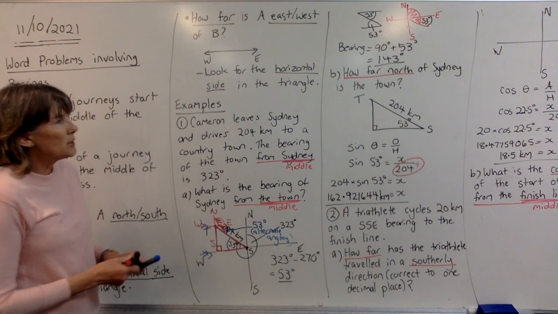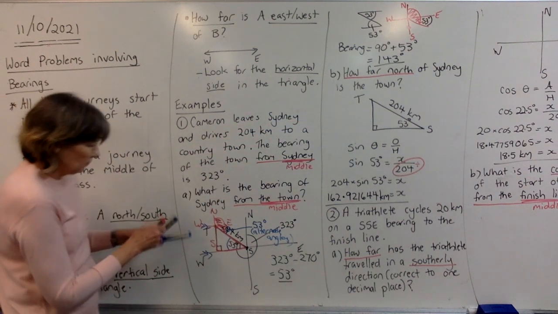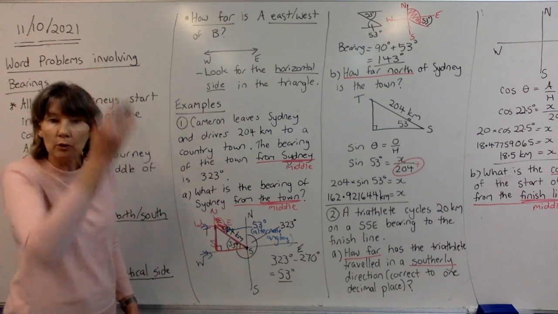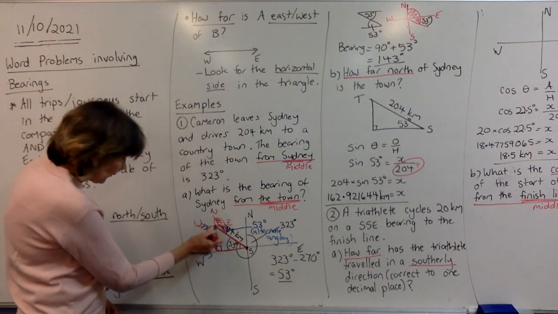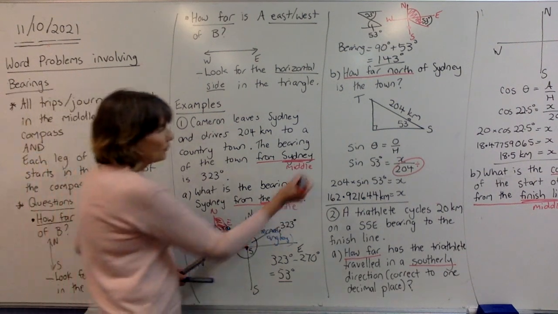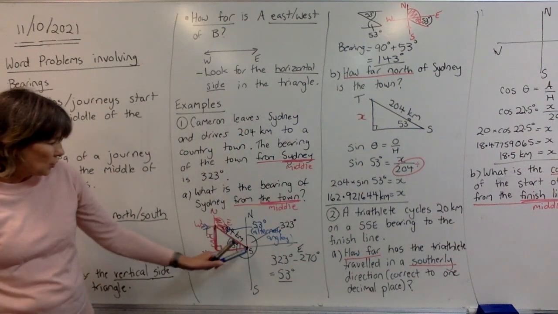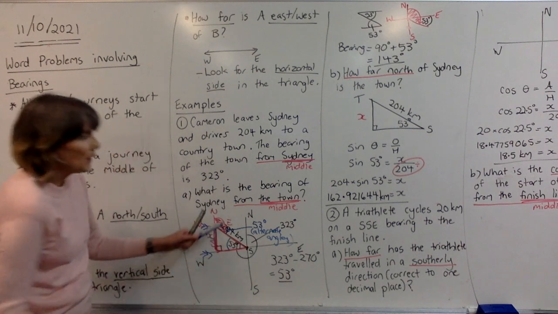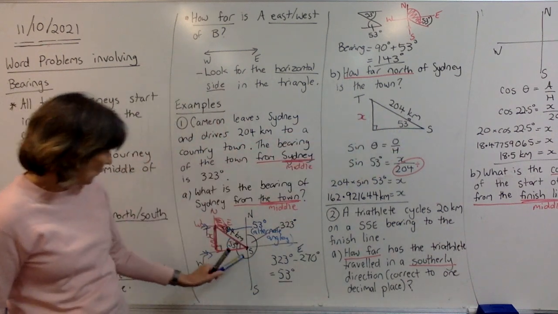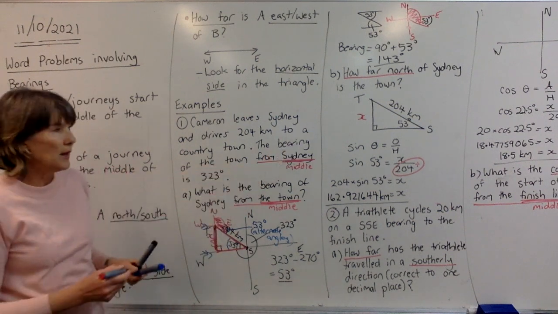Now because the question says how far north, if you look at that triangle, the north side, how far north or south, because north-south is a vertical line, we're looking for the vertical side. So I'm going to put an X there. That's what I'm looking for. So I've redrawn it over here so you can see the triangle. There's T, S, that's what we're looking for. There's 204 kilometres here and 53 degrees in there.